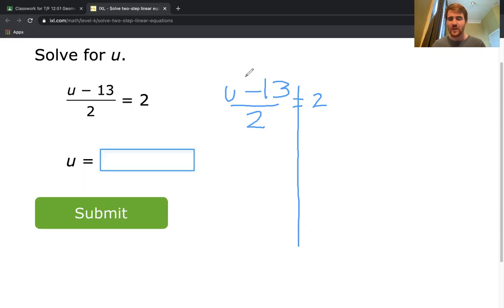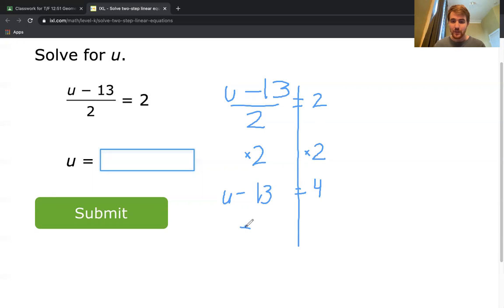The first thing is we're dividing all of this by 2, so we want to cancel out the divided by 2. Again, we think, what is the inverse operation of division? It's multiplication. So we're going to multiply by 2. If we multiply by 2 on one side, we have to do the same thing on the other side of the equal sign. That's why I always draw this line at the equal sign. So u minus 13 divided by 2 times 2. The 2's cancel each other out because divided by 2 and times 2 are opposites. We're left with u minus 13. And 2 times 2 gives us 4 on the other side.